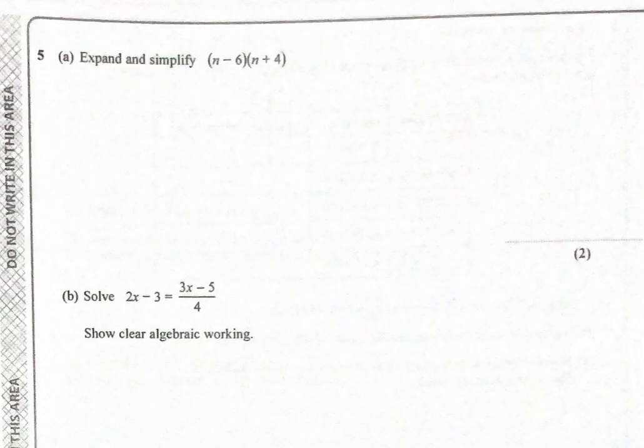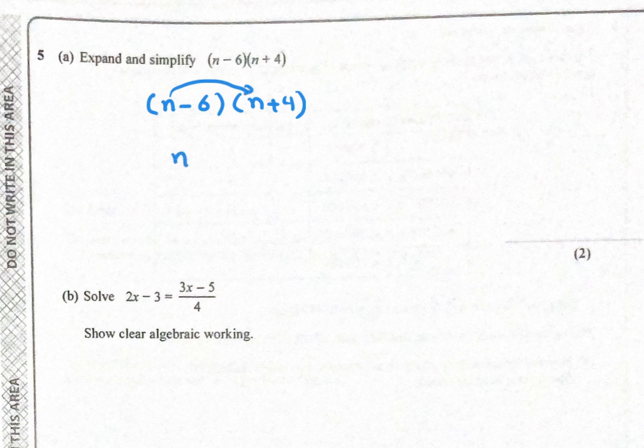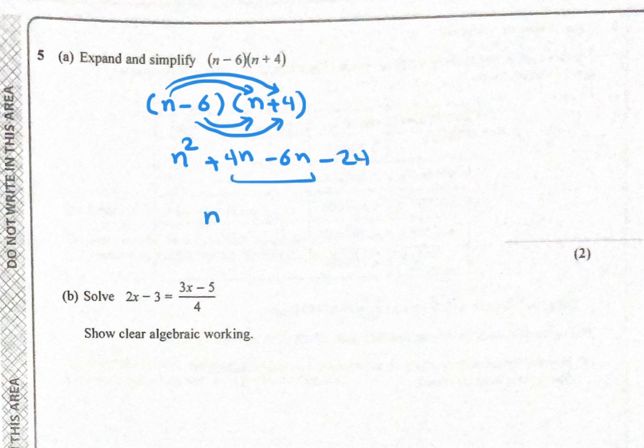5a, expand and simplify n minus 6 times n plus 4. N times n equals n squared. N times 4, 4n. Negative 6 times n, negative 6n. Negative 6 times 4, negative 24. Combine the like terms. So n squared, 4n minus 6n, negative 2n. So n squared minus 2n minus 24.